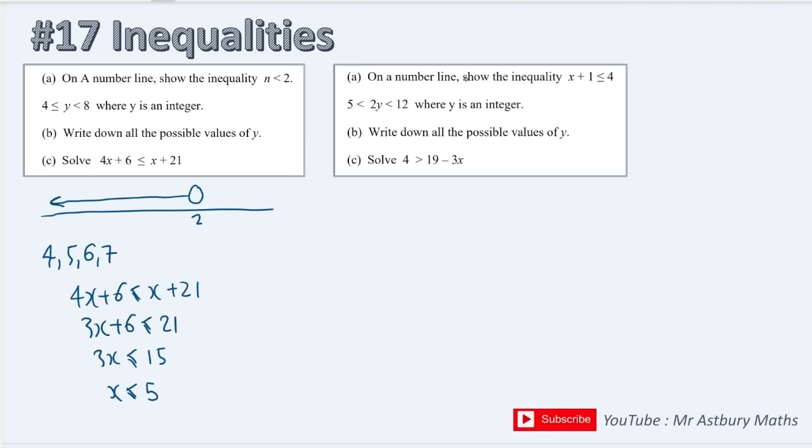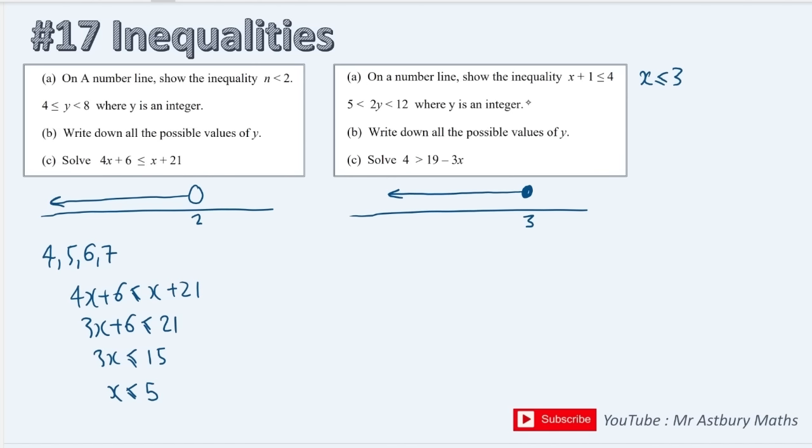Next one, I need to show this on a number line. So the first thing I need to do is to solve it. So I need to subtract 1 from both sides. So I get this. Now I can show it on a number line by drawing a filled in dot at 3 and a line going to the left like that.